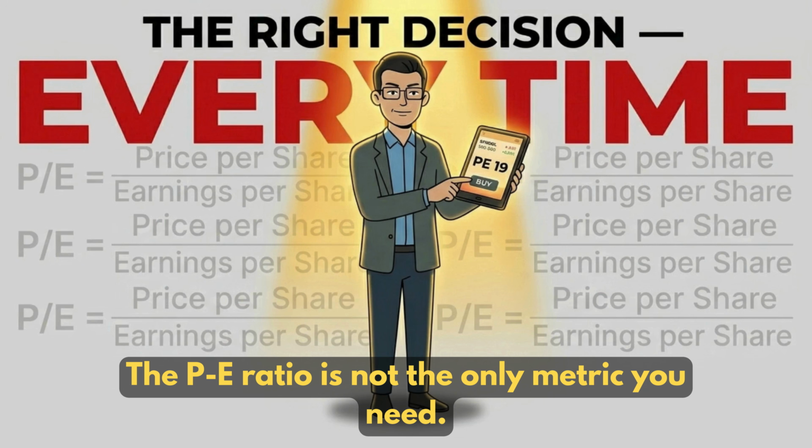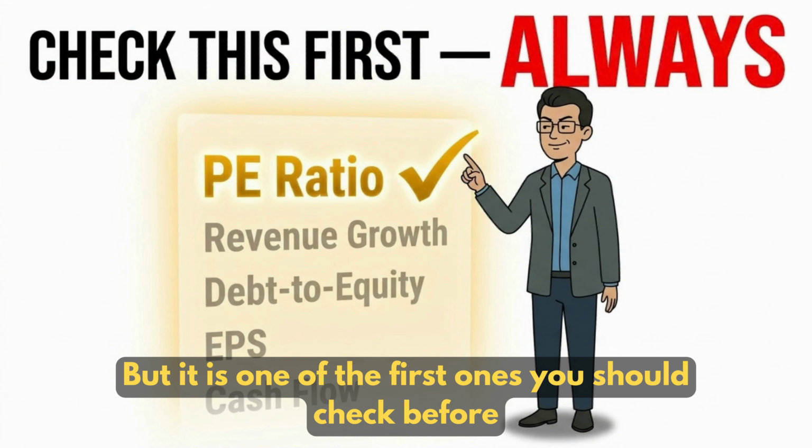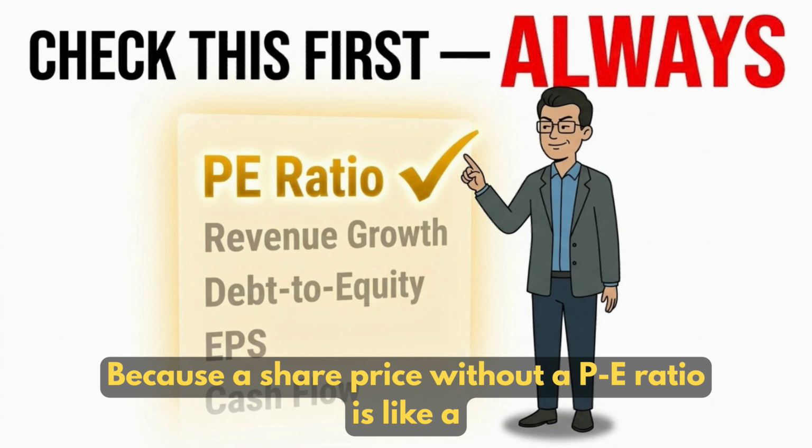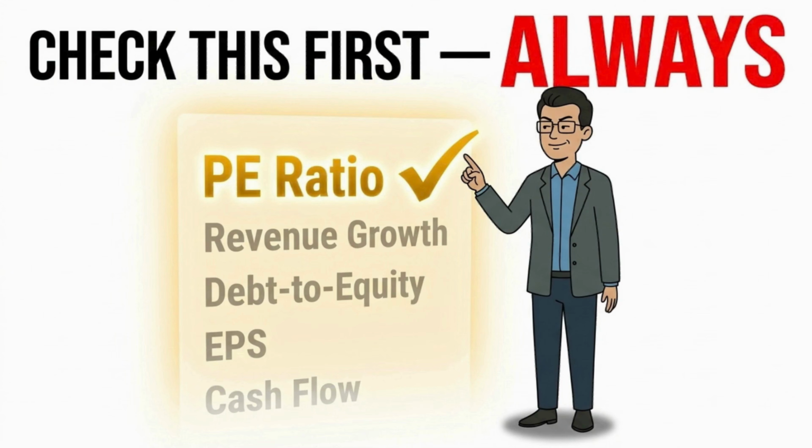The PE ratio is not the only metric you need, but it is one of the first ones you should check before buying any stock, because a share price without a PE ratio is like a price tag with no comparison. It tells you the cost, but not the value.